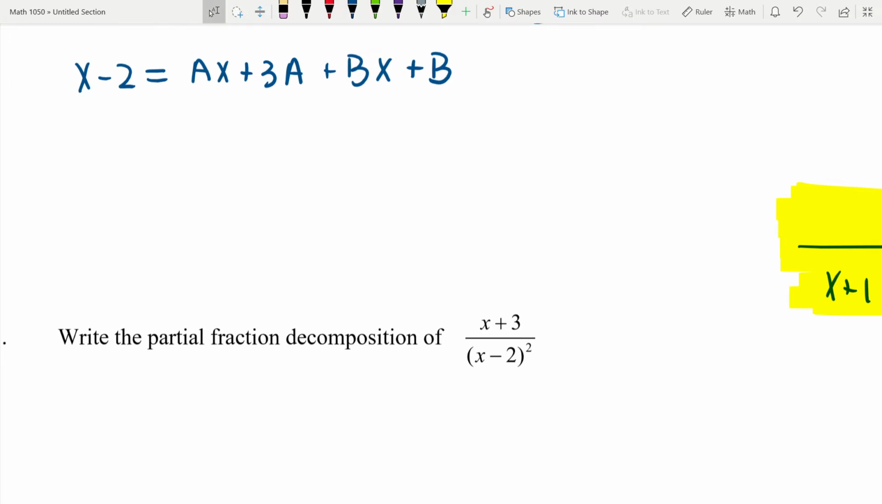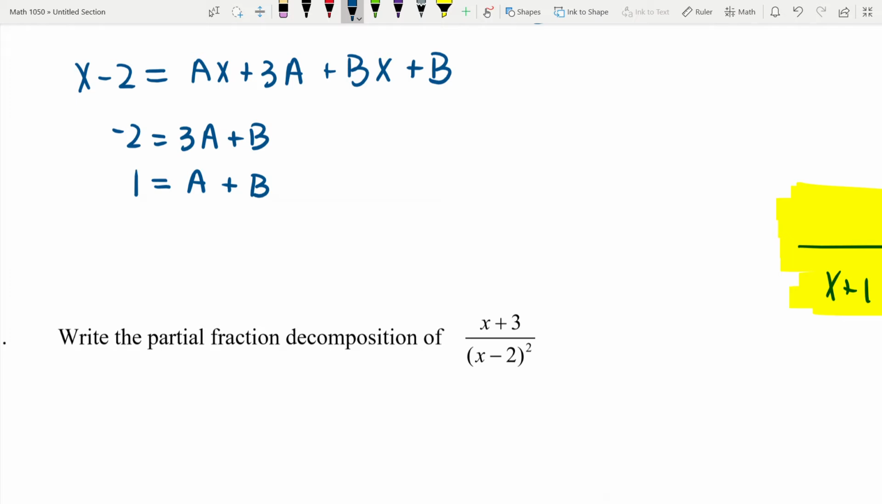Let's write down everything that doesn't have an x. So I would have negative 2 equals 3a plus b. Now I'm going to write down everything that has an x, but I'm not going to write the x's. So this is 1x, so that would be 1. On the right you have ax, so that would be an a, plus bx, so that would be a b.